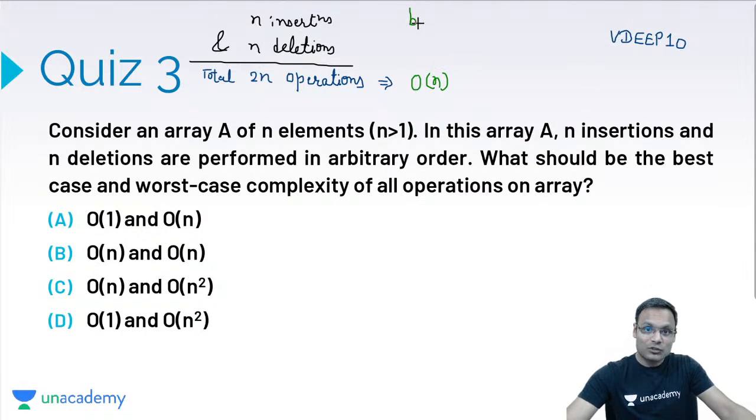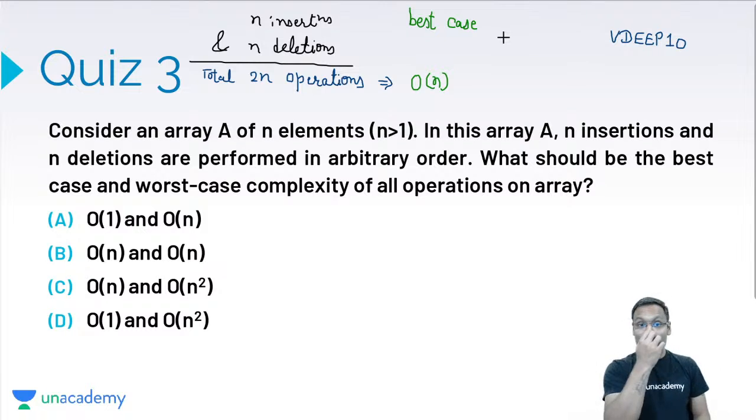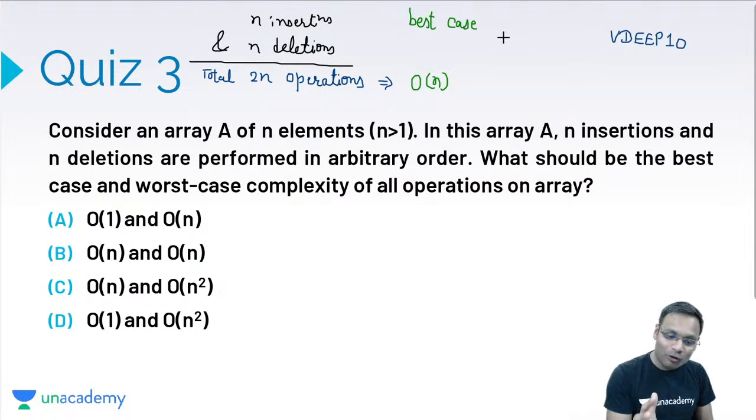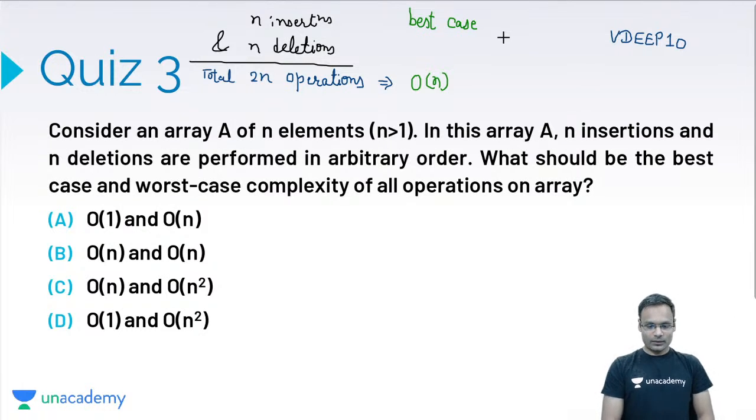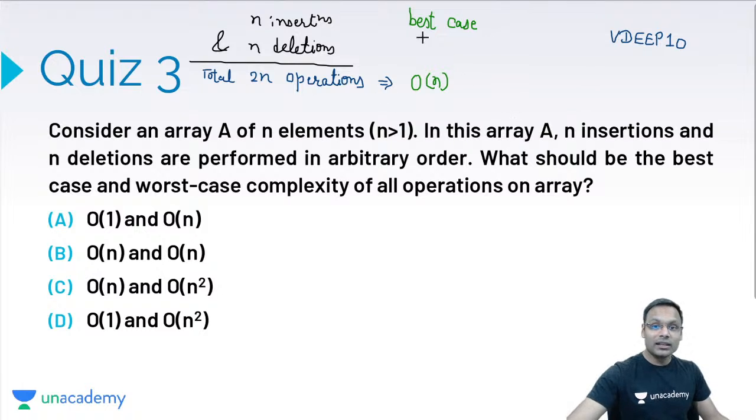In the best case also you cannot have constant complexity. It is not a single operation now; you will have to perform n operations. This is the GATE exam. Just because you are performing n insertions and n deletions, and the complexities are asked for all operations, for the best case the complexity is big O of n.